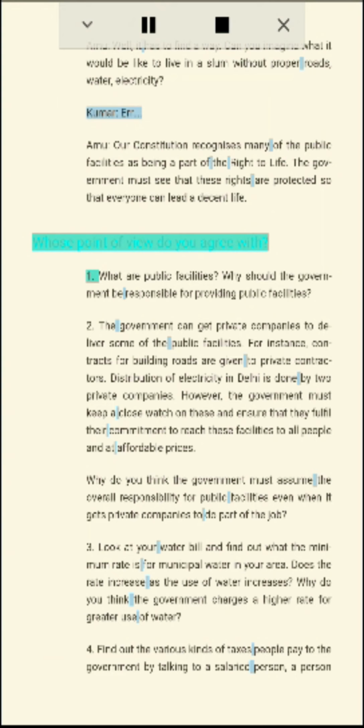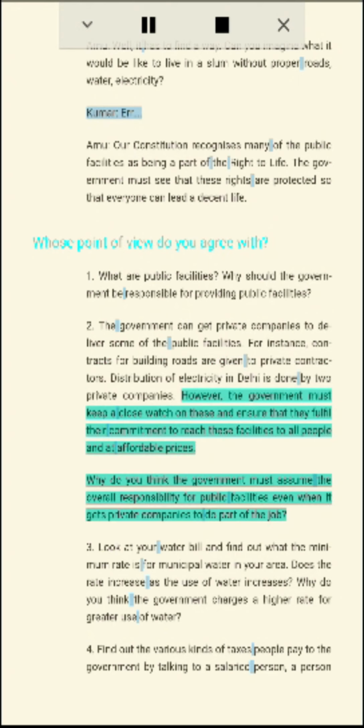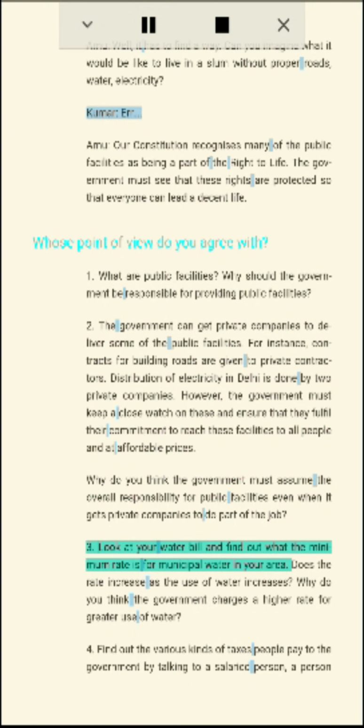1. What are public facilities? Why should the government be responsible for providing public facilities? 2. The government can get private companies to deliver some of the public facilities. For instance, contracts for building roads are given to private contractors. Distribution of electricity in Delhi is done by 2 private companies. However, the government must keep a close watch on these and ensure that they fulfill their commitment to reach these facilities to all people and at affordable prices. Why do you think the government must assume the overall responsibility for public facilities even when it gets private companies to do part of the job?